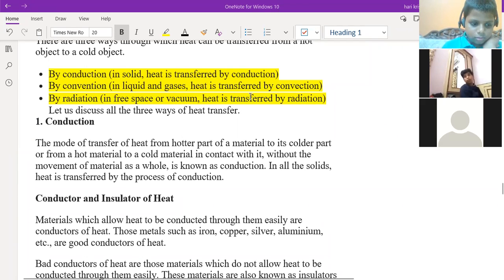So your homework for today is the importance of these three different methods of heat transfer. Okay, write it down in a copy. I'll check the notes in next class. Okay. So any doubts in today's class?